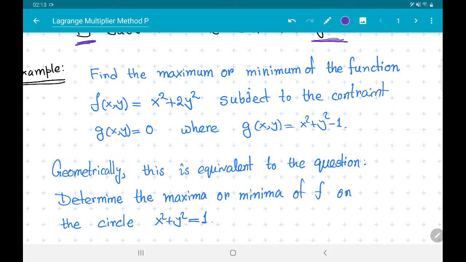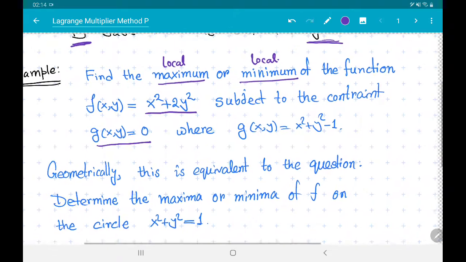Here we are asked to determine the maxima or minima. Remember that we have only talked about local maxima and local minima and not global maxima and global minima. So find the local maximum or local minimum of the function f, which is given by f of x, y is equal to x square plus 2y square subject to the constraint g of x, y is equal to 0, where g of x, y is given by x square plus y square minus 1. So what is going on geometrically?